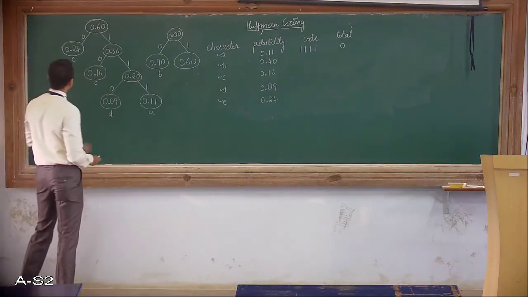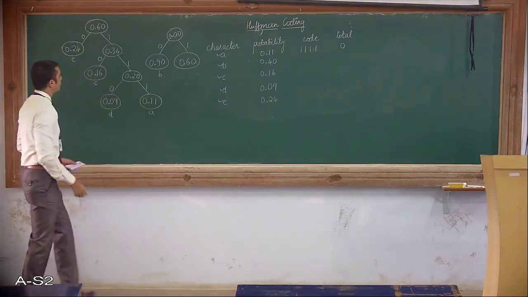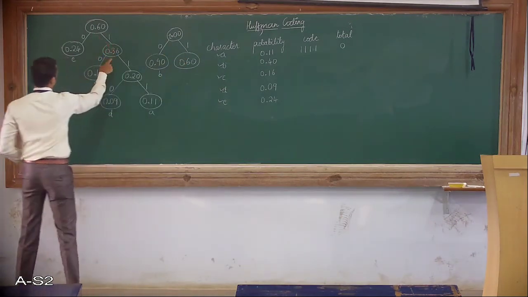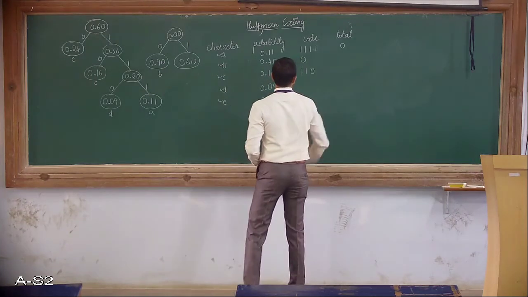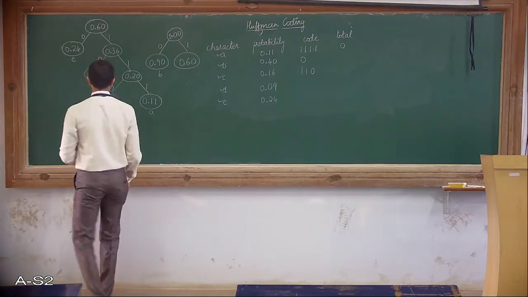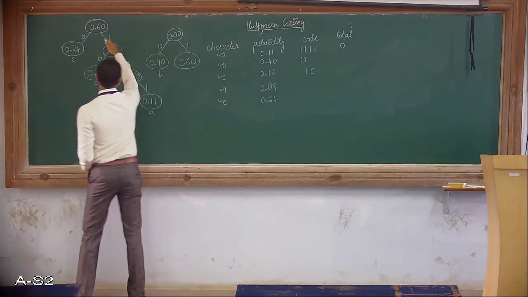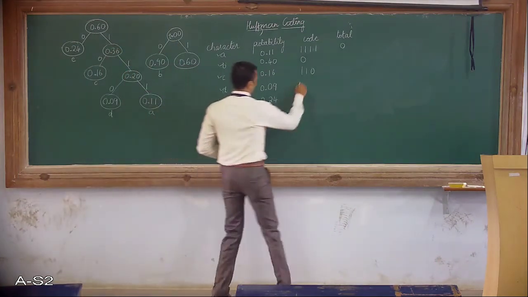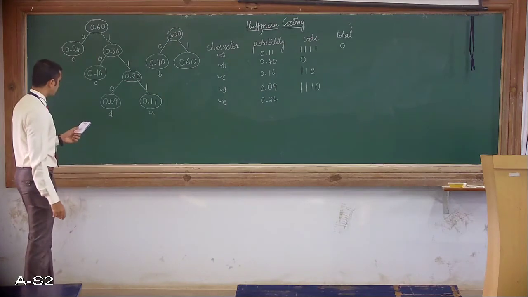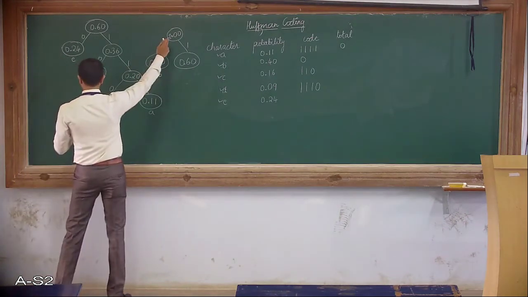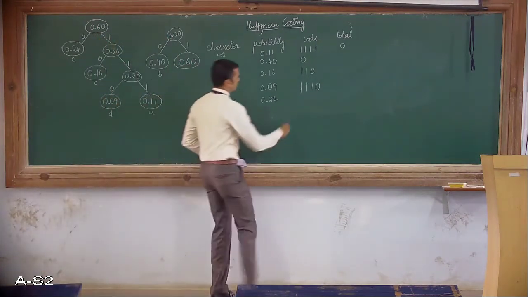Next character is C. If I have to reach C, how do I reach? 1, 1, 0. Root node, 1, then 1 and then 0. So C will be represented as 1, 1, 0. B is represented as 0 with only 1 bit. Next, the character D. If I have to reach D, then it is going to be 1, 1, 1, 0. E. How do I reach E? So it is 1 and 0. First go to 1 and from here 0. So it is 1, 0.